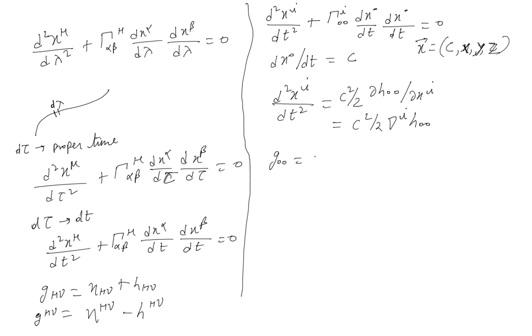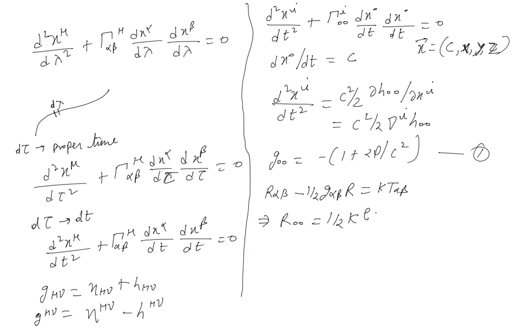Now, if you write your g_00 like this, no one is stopping us from doing that. Let's leave it here for now. This is equation 1. Also, from Einstein's equation, which we haven't used yet, we need to simplify this further, because Einstein's equation defines the metric. So let's find g_00 using Einstein's equation: R_αβ minus half g_αβ R equals k T_αβ. In the Newtonian limit, only the energy density part of T_αβ contributes, so we can write R_00 equals half k ρ c².